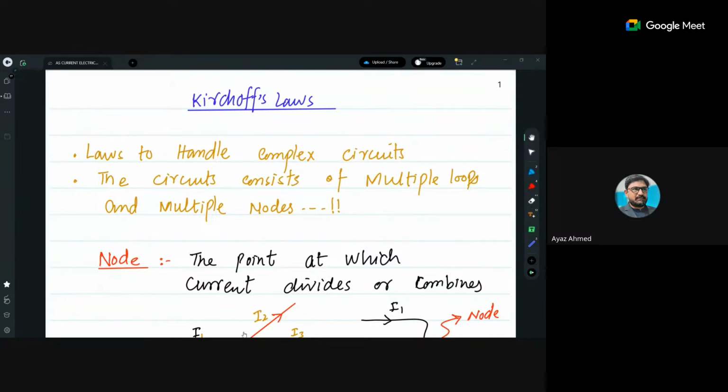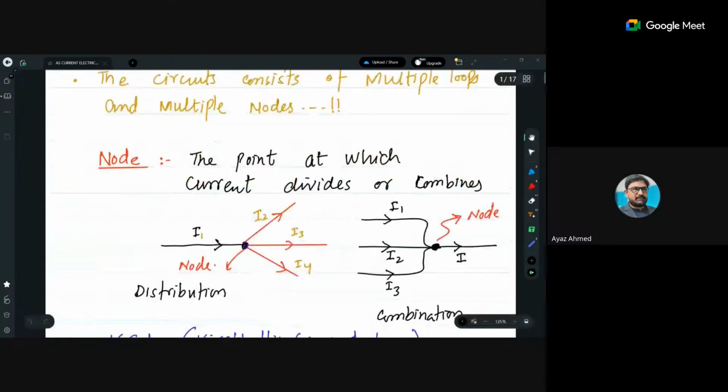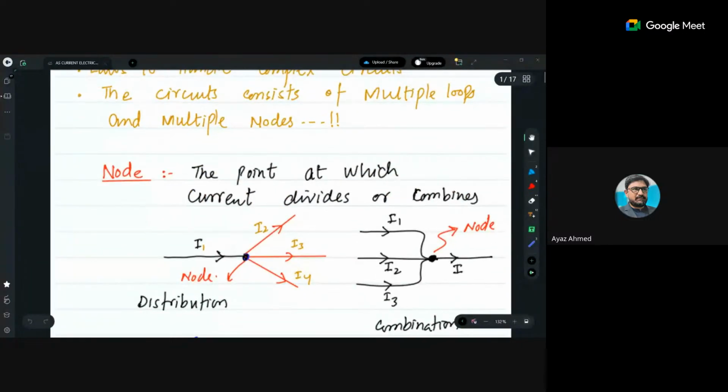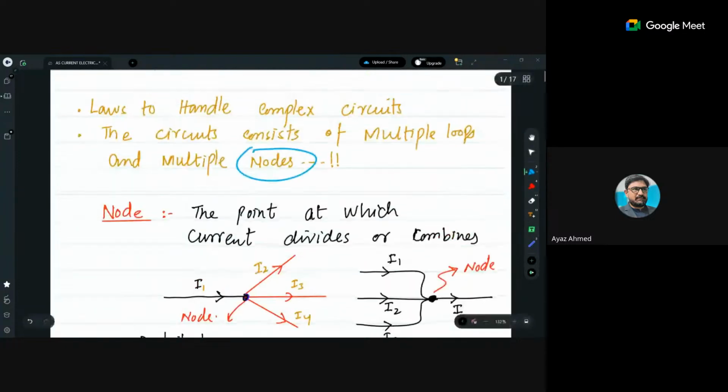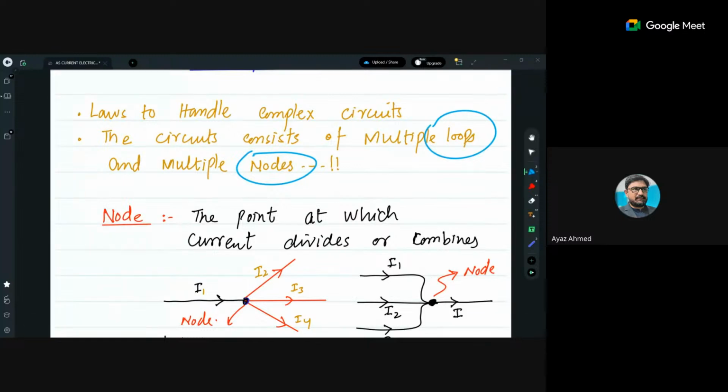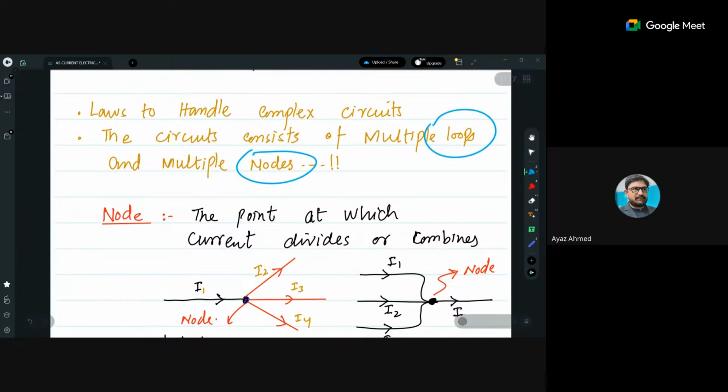Okay, so we are here for this. I have mentioned a few things here. If you see, I mentioned the node, I have mentioned the loops. So first of all, you must know what it means by a loop and what it means by a node. Simply speaking, nodes and loops are those points at which the current is divided. So current is divided at a node.